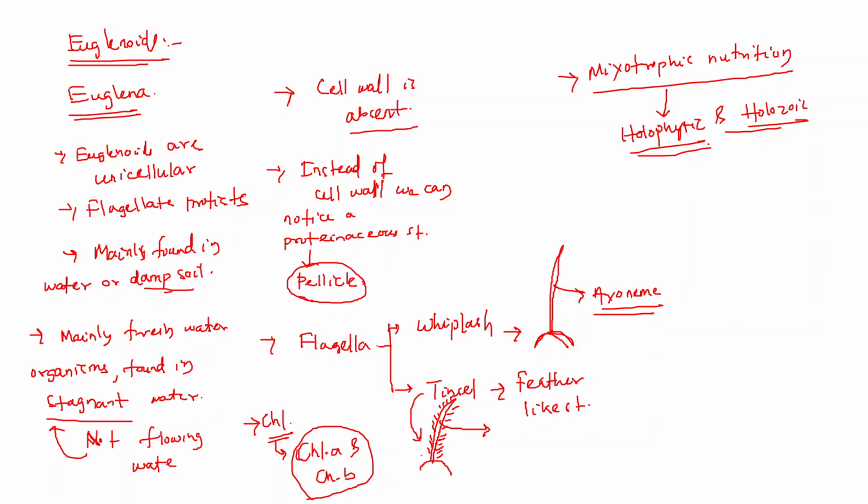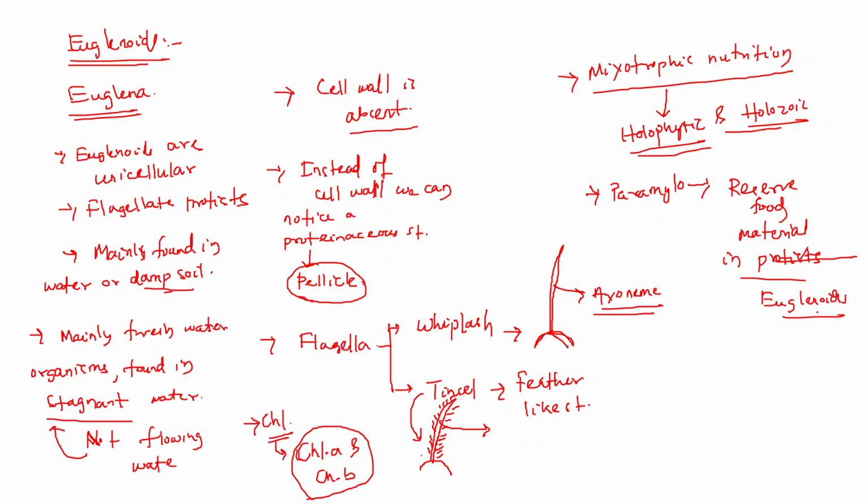There is a structure known as paramylon, and this paramylon is the reserve food material in euglenoids.